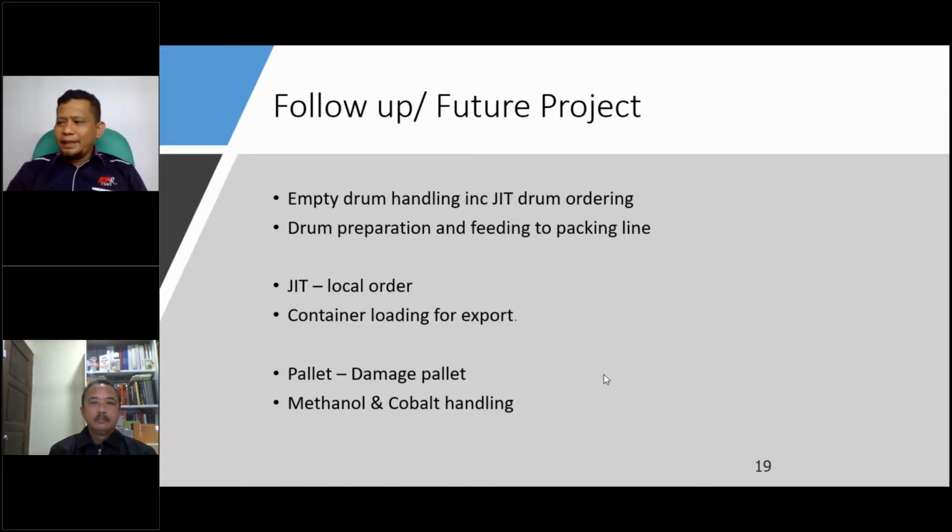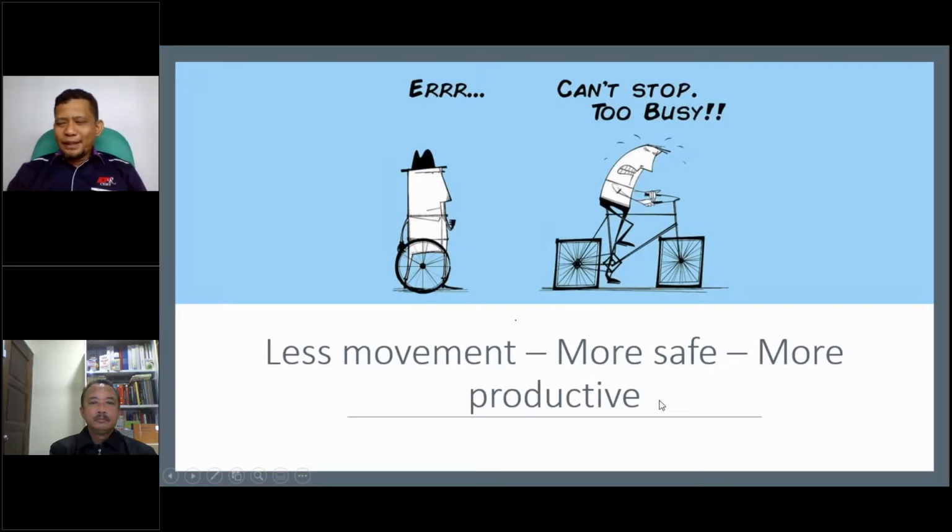So this is my final parting line. But before that, if you have any question, you can interrupt, no problem. My final parting line is basically, if you have less movement, of course, you can be more safe and more productive. You can stop looking too busy on unnecessary movement.